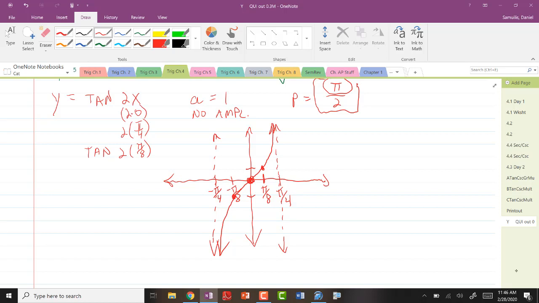All right. 1 pi over 8. 2 pi over 8. 3 pi over 8. 4 pi over 8, pi over 2. 5 pi over 8. And then 6 pi over 8. I'm doing a second period. And that's all you have to do. Everything's pi over 8 away.